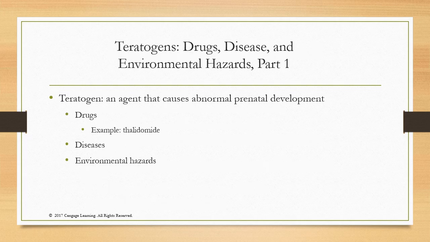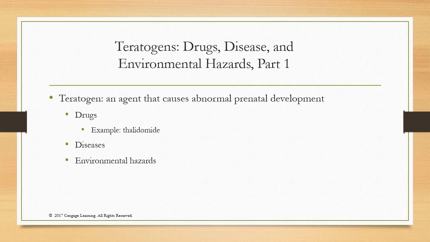Now we're going to look at teratogens. A teratogen is an agent that causes abnormal prenatal development. It can be drugs, diseases, or environmental hazards. So this is what you're going to want to know. You want to make sure you know what that is and some examples.